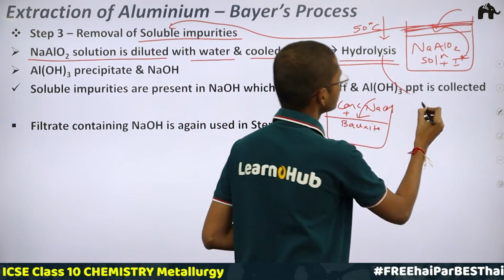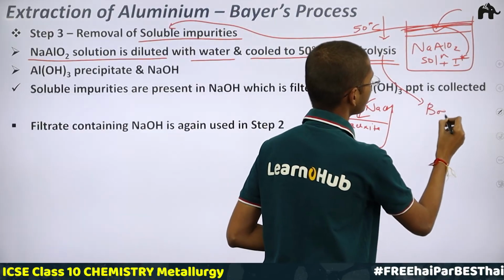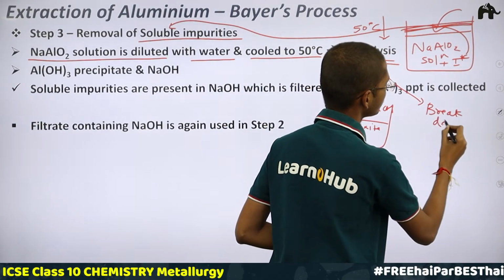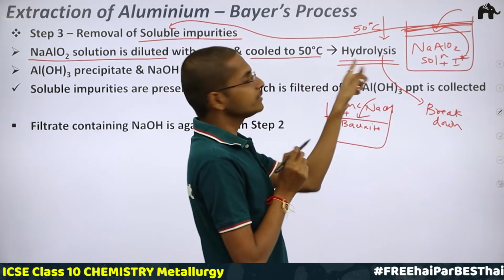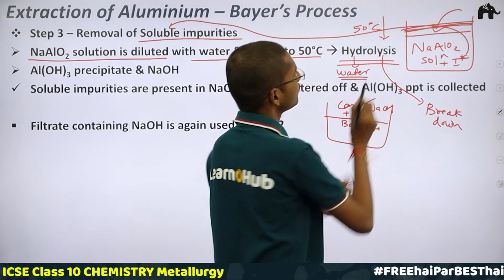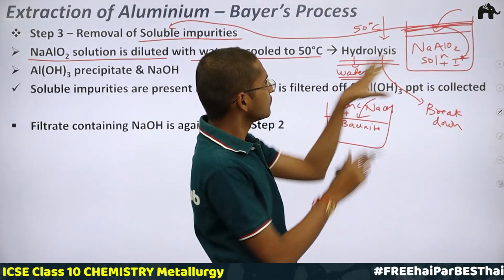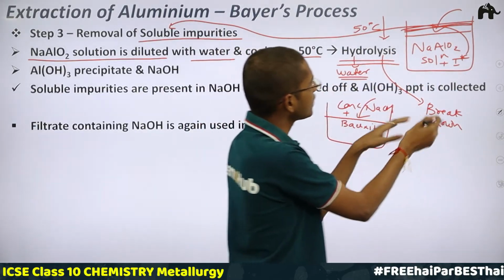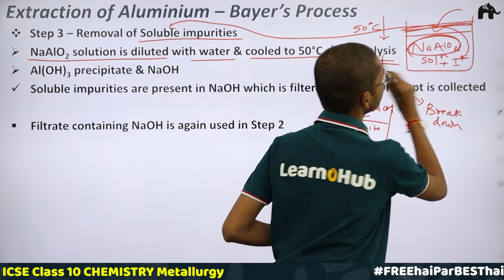Hydrolysis means, as the name suggests, lysis means breakdown. This is how you have to remember the thing. And hydro means water, right? So here in hydrolysis, we have added water, and this water is breaking down our sodium aluminate.